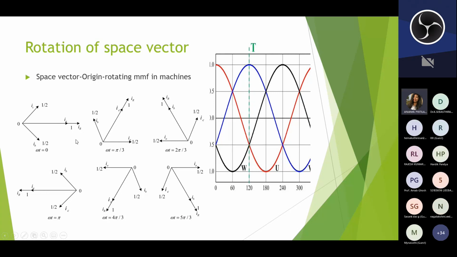Similarly at the instant of 60 degrees, that is pi by 3, phase A is positive and phase B is also positive, but phase C is at the negative peak. So the conventional direction of phase C would be like this, but as it is negative, hence the resultant will be along the C axis.